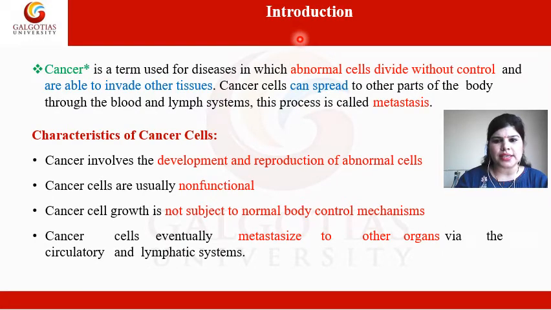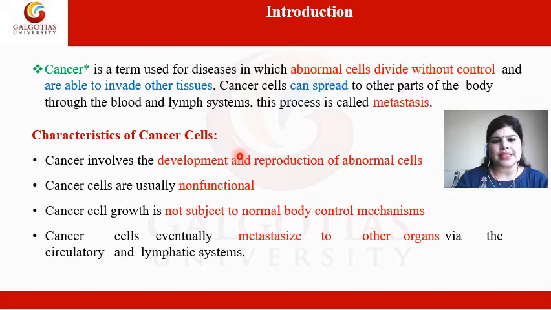Introduction of cancer. Cancer is a term used for the diseases in which abnormal cells divide without control and are able to invade other tissue, meaning they are transferred from one organ to others. Cancer cells can spread to other parts of the body through the blood and the lymph system or the lymph node, and this process is called metastasis.